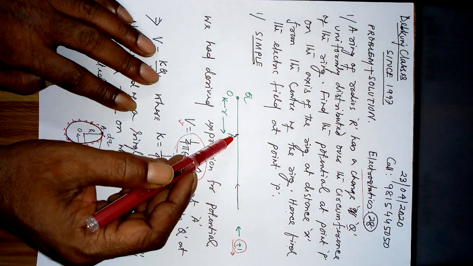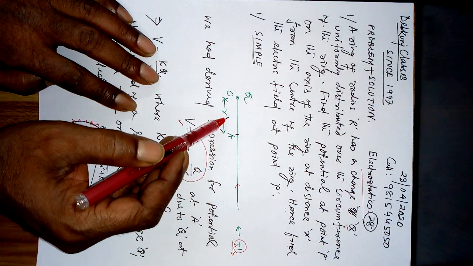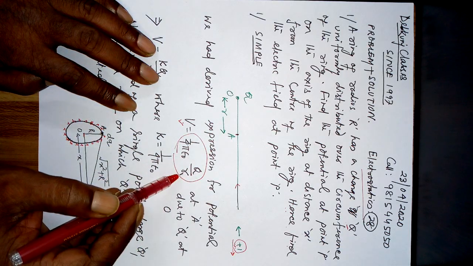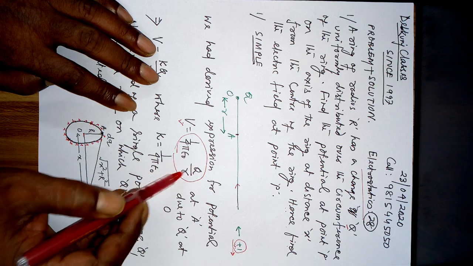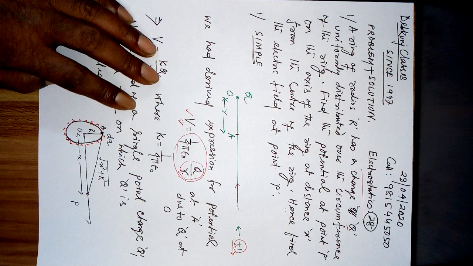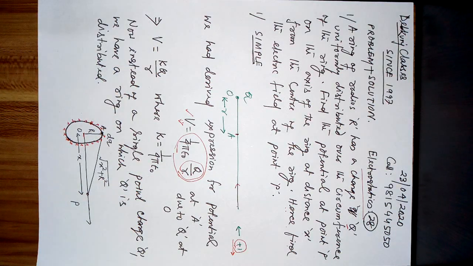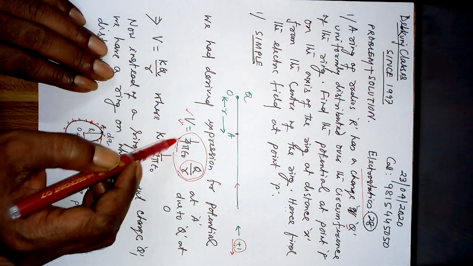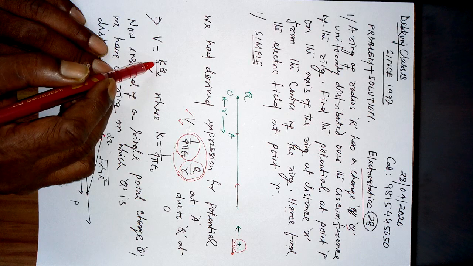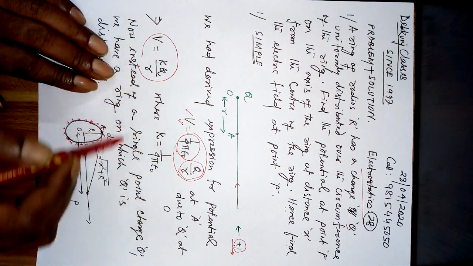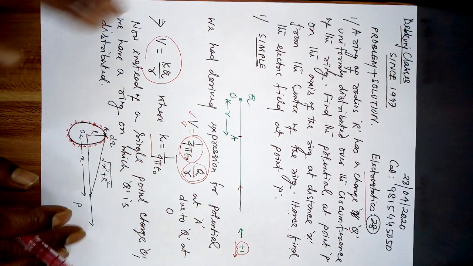If you bring this charge further nearer, this r will decrease. Now look at the expression. This is a fraction. If r decreases, this value increases. Therefore, potential increases. So as you come nearer a charge, the electric potential due to that charge increases, right? It is a scalar quantity. 1 by 4 pi epsilon naught is a constant. I write it as K Q over r. This was the expression for electric potential which we had derived.